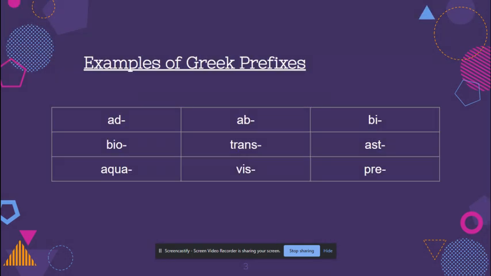So there are a ton, and I mean a ton, of Greek prefixes that we use on the daily, and these are just a couple. If I gave you a whole list, there would be hundreds. But I'm thinking more towards third through fifth grade. These are going to be the ones that they're going to most easily be able to understand.